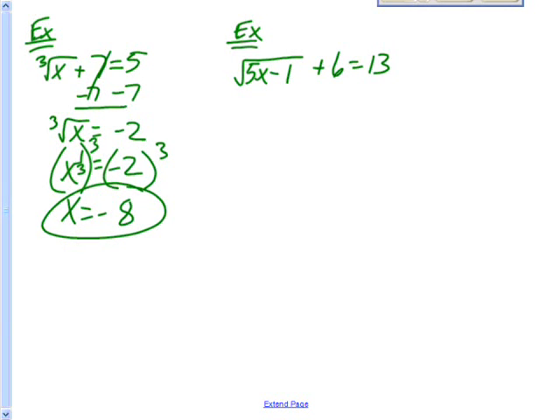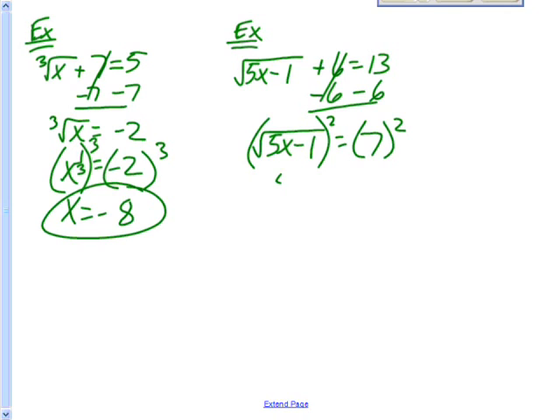Okay, let's do another one. So here's one with one radical, so you want to isolate that square root of 5x minus 1. Go ahead and subtract 6 from both sides. Square both sides now, because again that's to the 1/2 power, so squaring it will undo it. Add 1, divide by 5. 10 appears to be the solution. Plug it back in, make sure it works.